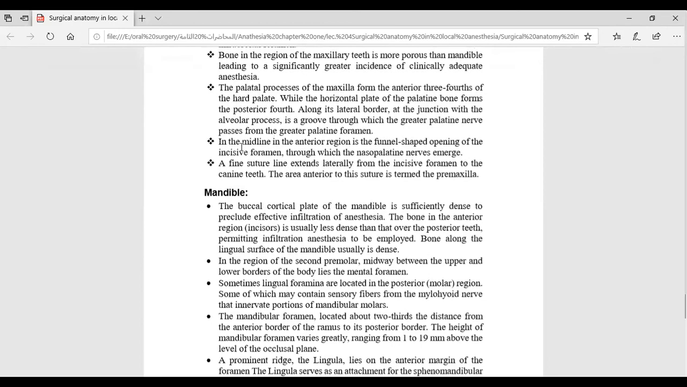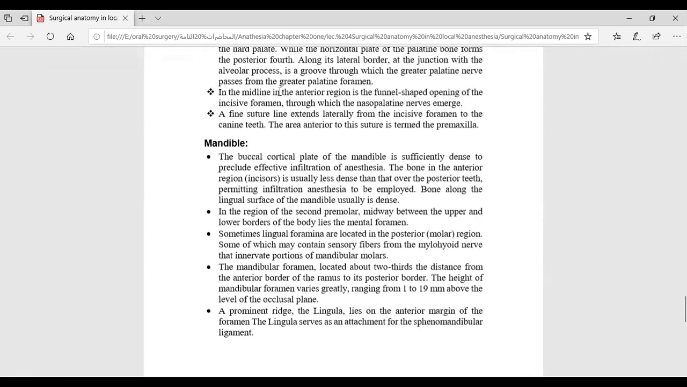So, in the midline, in the anterior region, is a funnel shape, as I mentioned, opening of the incisive foramen through which the nasopalatine nerve emerges. طبعا عادة مثل ما ذكرنا أنه تكون تقريبا 1 سنتيمتر behind the central incisor. A fine suture that extends laterally from the incisive foramen to the canine teeth. The area anterior to the suture is termed the premaxilla.